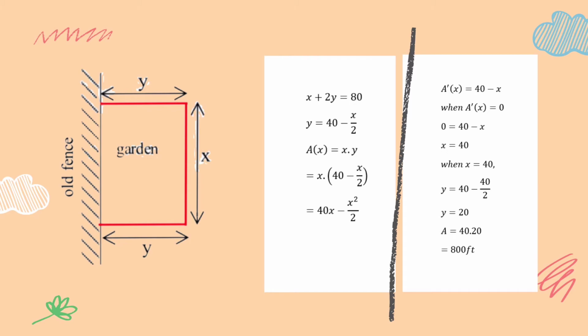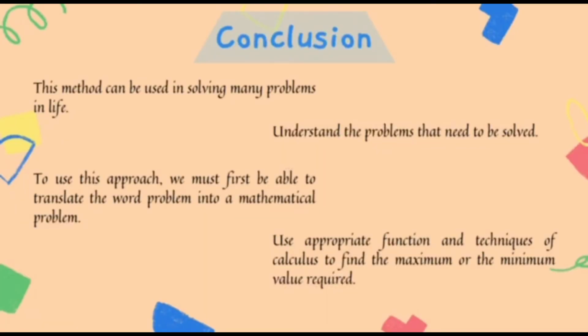In conclusion, this method can be used in solving many problems in our daily life. For example, a business person who wants to maximize the total profit or minimize the production costs is required to use this kind of approach so that they can determine the value required. In order to solve this problem, we need to understand the problem itself, because any misunderstanding or misinterpretation can lead us to the wrong way of solving it.